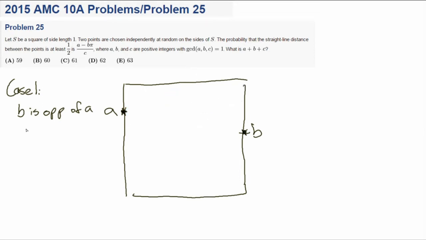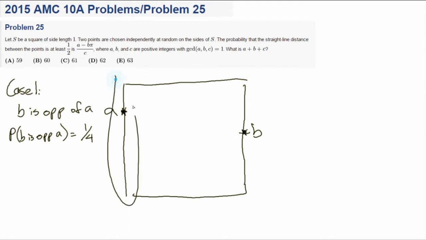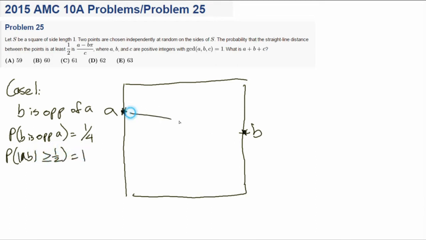So in case 1, B is opposite of A, the probability that B is opposite A equals 1/4, because there are 4 sides you can choose from, right? And the probability that AB is greater than or equal to 1/2 is 1, because the probability is 100%. If it's on the opposite side of A, it's definitely going to be at least 1/2. So that's case 1.